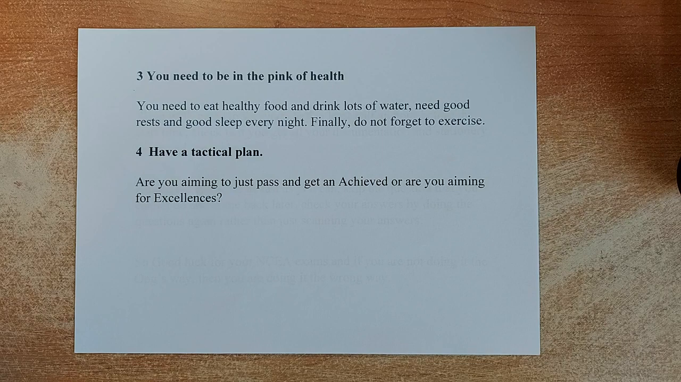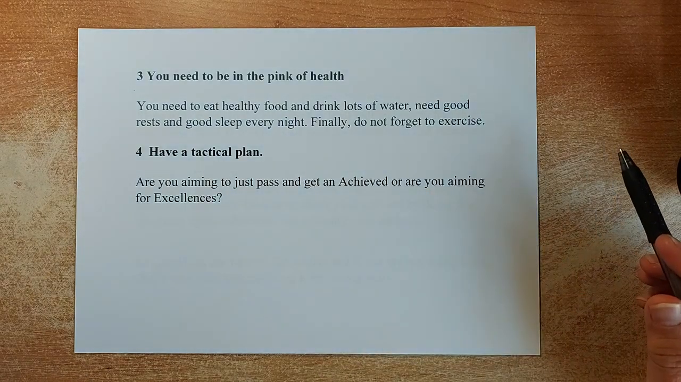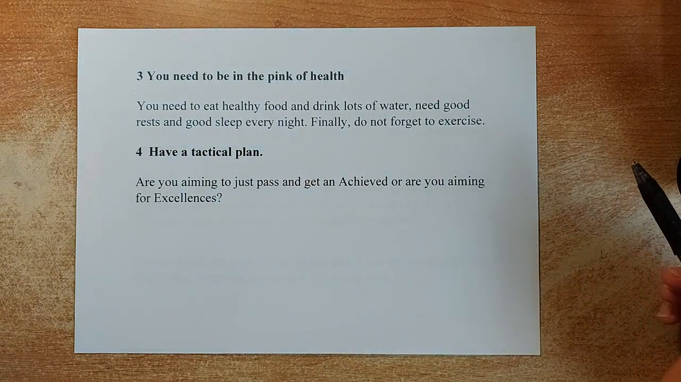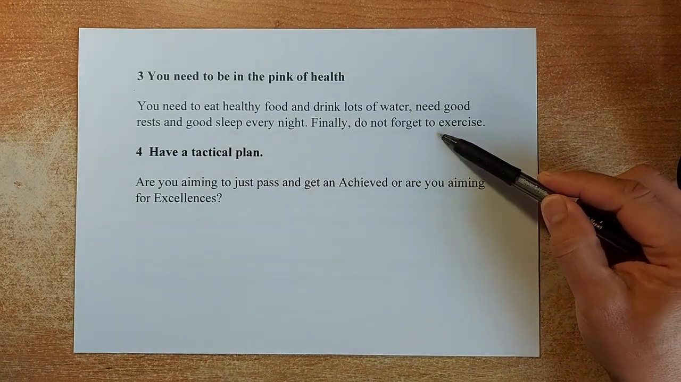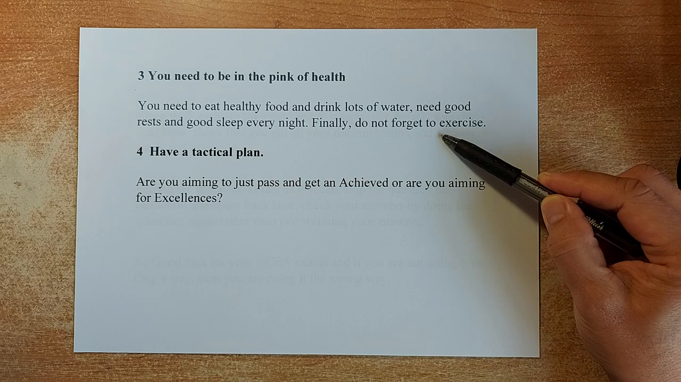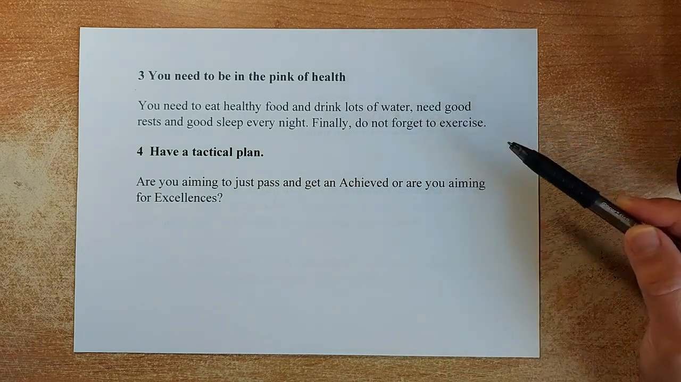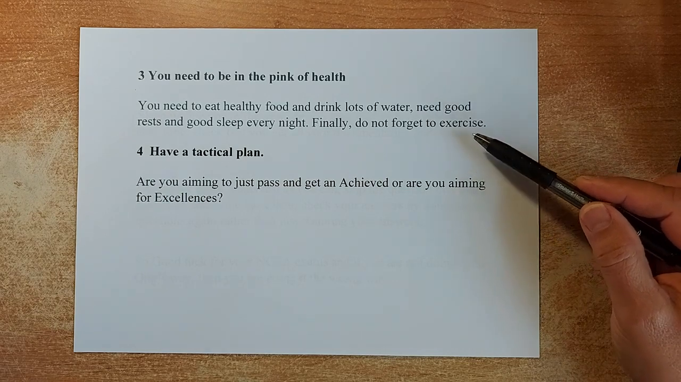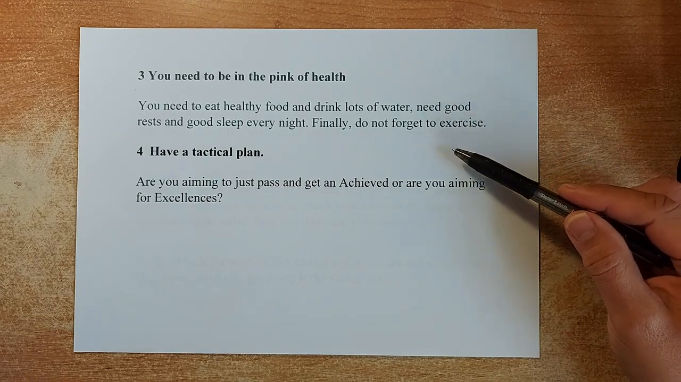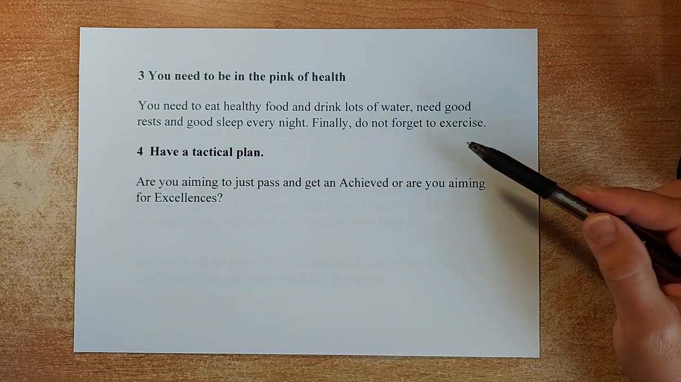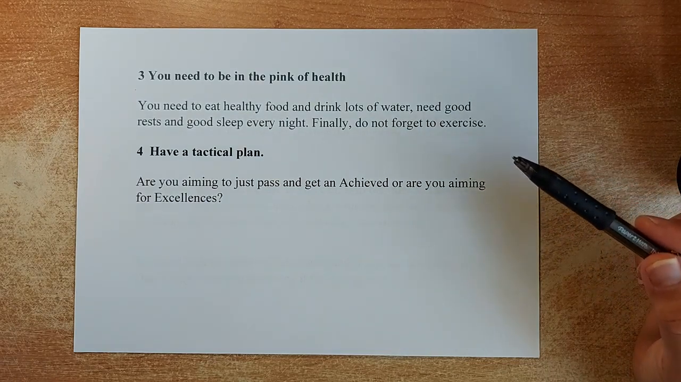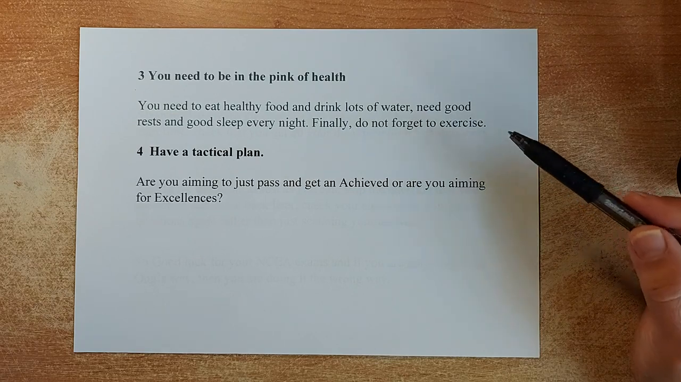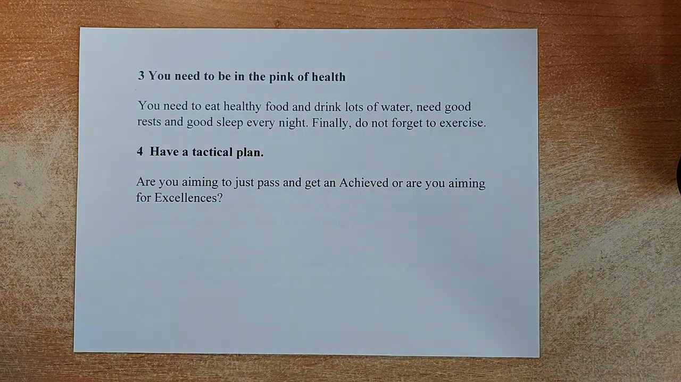Tip number 3, you need to be in the pink of health. It means that you must always be healthy, okay? To do that, you must always eat healthy food like sandwiches, nuts, and fruits, and drink lots and lots of water, okay? Of course, you also need good rest and good sleep every night. And finally, you need to exercise to keep yourself healthy, and your brain is able to work better when you exercise. Okay, that's tip number 3.